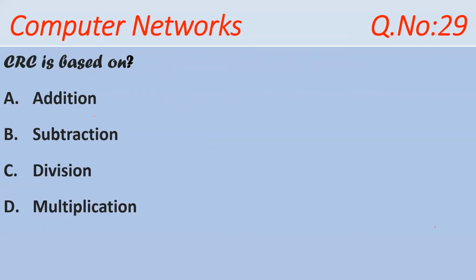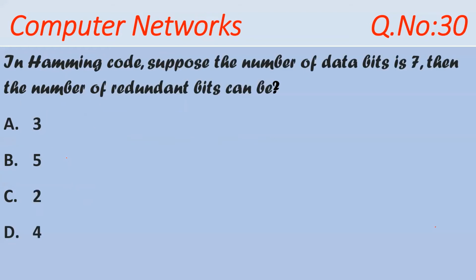CRC is based on division. In Hamming code, suppose the number of data bits is 7, then the number of redundant bits can be? Here I have given you a formula: 2 power r should be greater than or equal to m plus r plus 1.